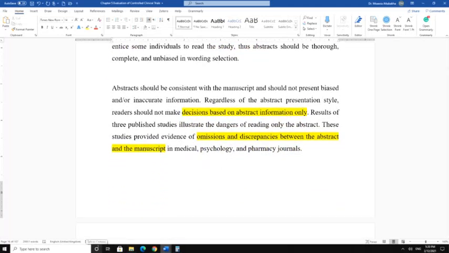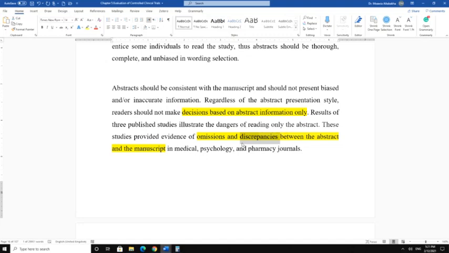Now the thing is, since the abstract contains a summary of the work, why don't I just rely on the abstract? Of course, this is wrong. Actually, there were many studies done, including in very high quality journals, and they found that a large percentage of abstracts contain omissions and discrepancies. That means omission of some important things that are decisive when you want to make a decision, but they have not included them in the abstract, though it's very important for you to make a decision.